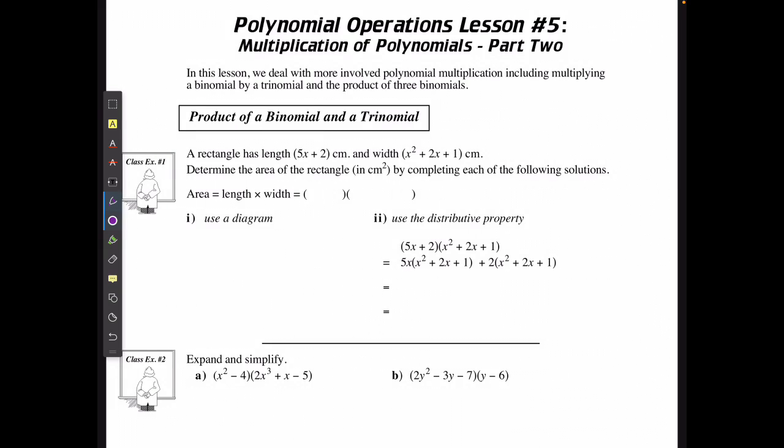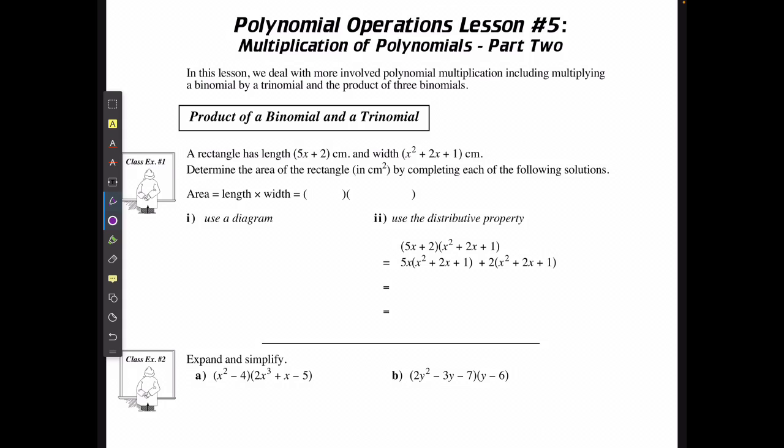Alright, continuing on with the multiplication of polynomials. So we've done a monomial times a monomial times a binomial, and a binomial times a binomial. But we can multiply any two polynomials together as long as we expand them out correctly and use our distributive property. So for the first example, it says a rectangle has a length of 5x plus 2 and a width of x squared plus 2x plus 1.